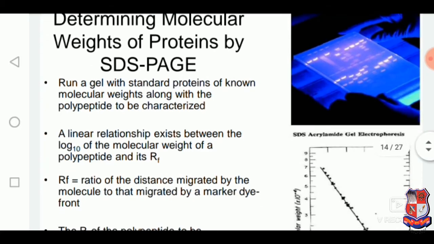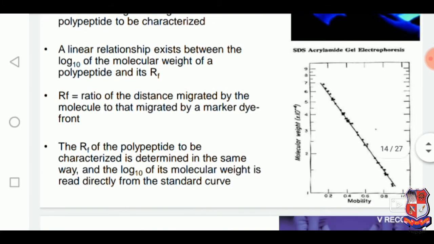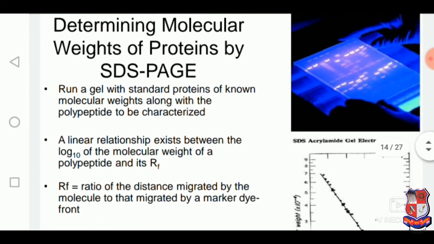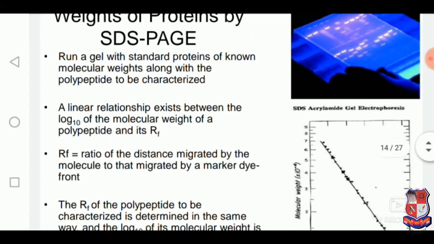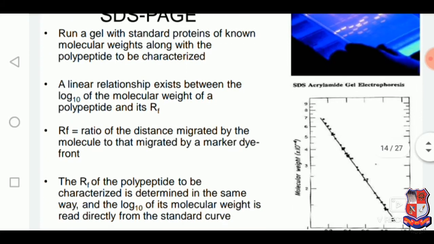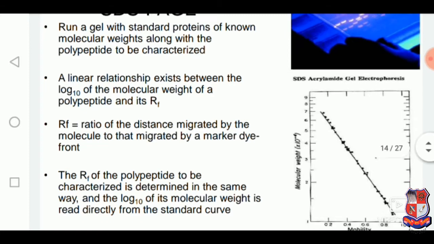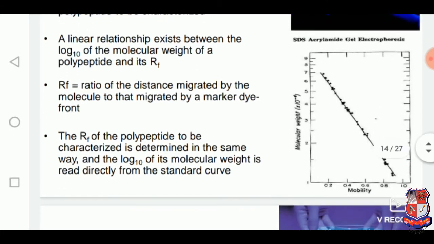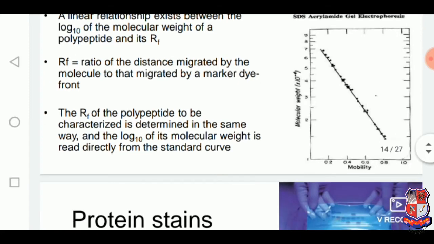Now, for the determination of molecular weights, we have to construct the graph between the mobility and molecular weight, and for that, the DNA ladder is compared with the RF value of the sample band. So, a linear relationship exists between the log 10 of the molecular weight of the polypeptide and its RF value. RF value is nothing but the ratio of the distance migrated by the molecule to that migrated by the marker dye.